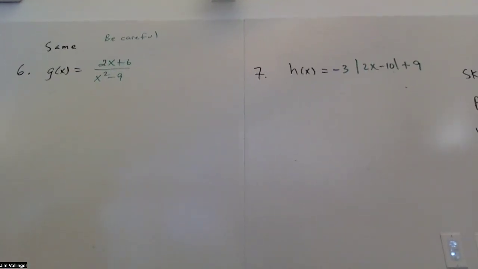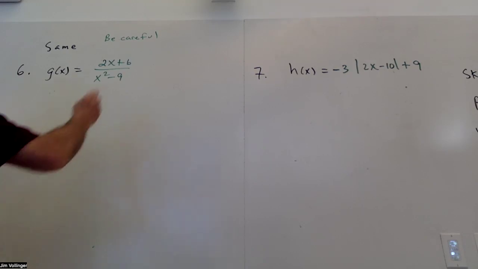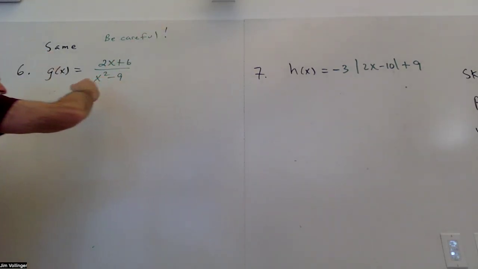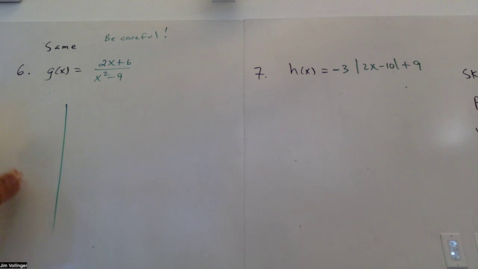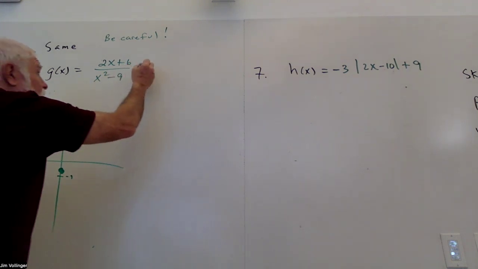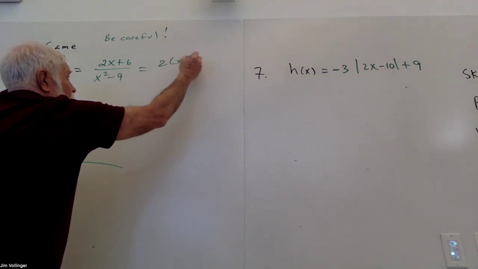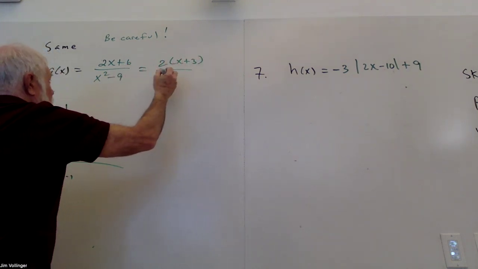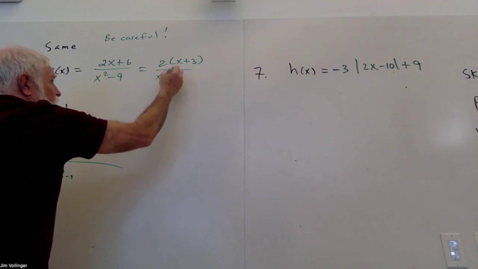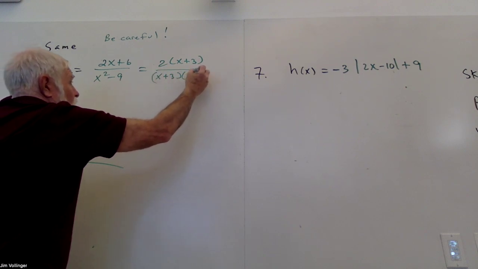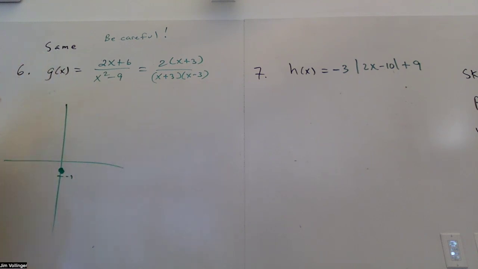What do I see here? I see a tricky one. Be careful. Be careful with this one. Get the y-intercept first, -6/9. Okay, so we'll call that -1, -6/9, right around there. But then after you get the y-intercept, you should factor these. 2 times x plus 3 over x plus 3, x minus 3. Now I hope you can see why you better factor all these things.